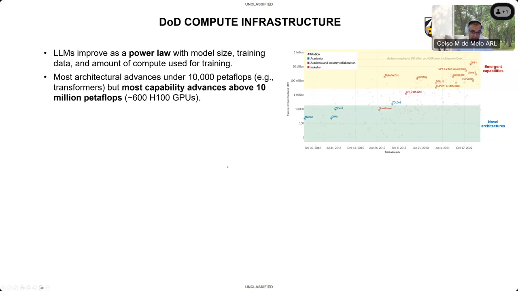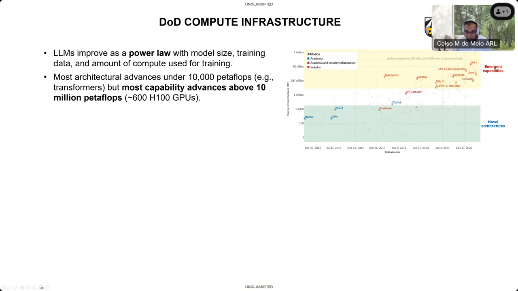And if you look at the history of progress here, we see that a lot of the recent models require a lot of compute. So most architecture advances occurred under 10,000 petaflops, such as transformers. So this is the kind of thing that is accessible to academia and perhaps to service labs these days.